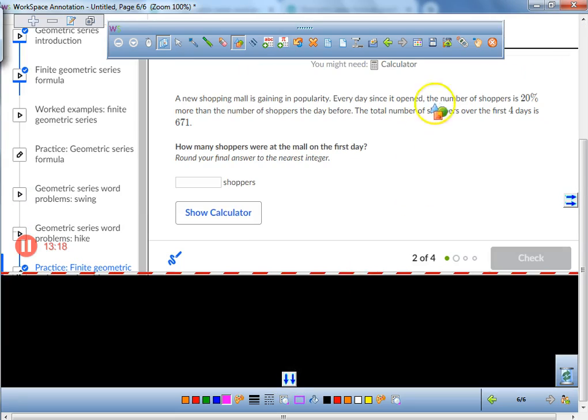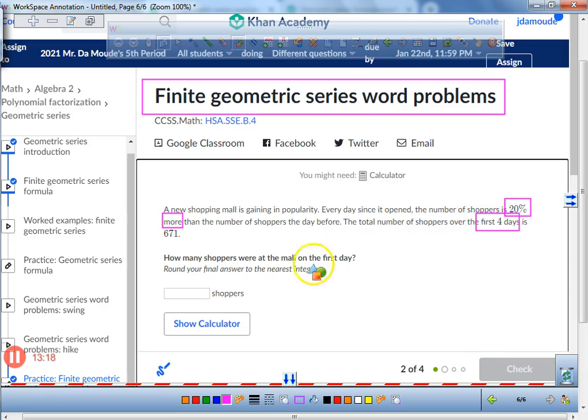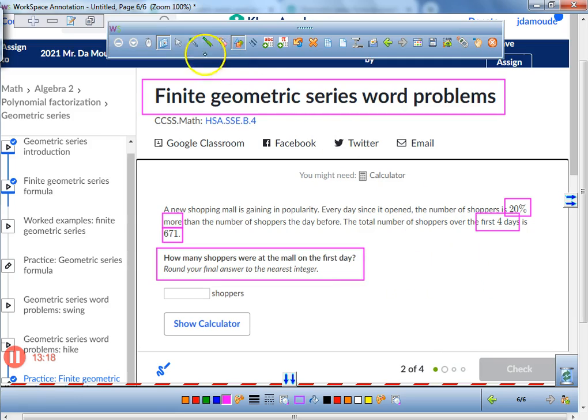That's a lot to write down, so I don't want you to write everything down. I just want you to write a couple of things down. It's 20% more. It's not 20% less, it's 20% more. There's first 4 days, and the total number of shoppers is that right there. So write down 20% more. The total number of shoppers over the first 4 days is 671. How many shoppers are at the mall on the first day? We're going to round it to the nearest whole shopper, so you don't want to cut any arms and legs off.